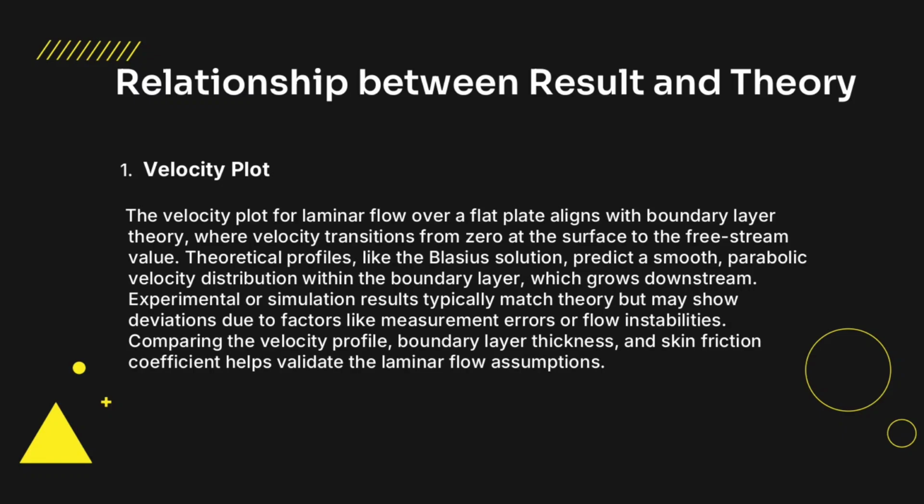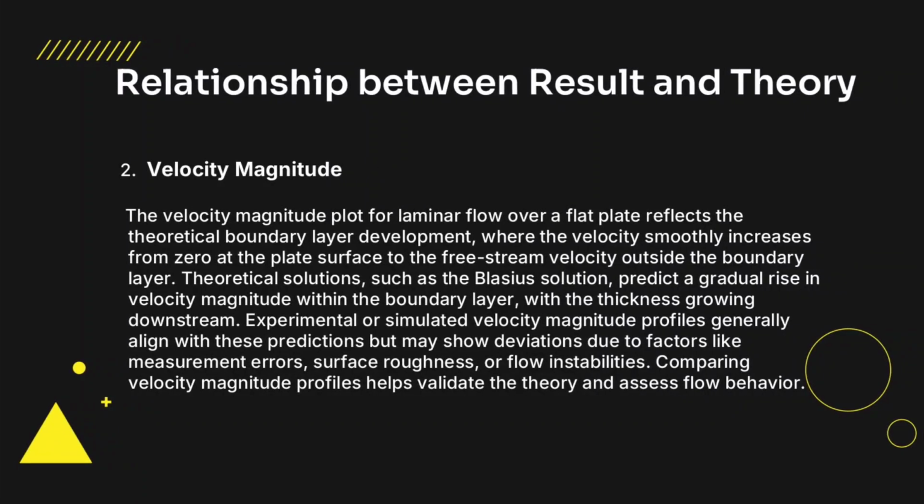In this slide, I will talk about the relationship between result and theory. Our CFD simulation validates theoretical predictions. First, velocity plot. The velocity transitions from zero at the surface to the free stream value, following a smooth parabolic profile predicted by Blasius's solution. Second is velocity magnitude. The velocity magnitude profile shows a gradual rise within the boundary layer, aligning with theoretical expectation. Any deviation observed can be attributed to factors like measurement errors or surface roughness.